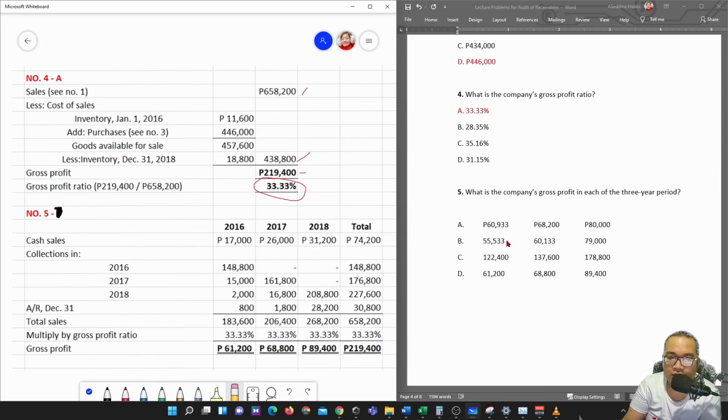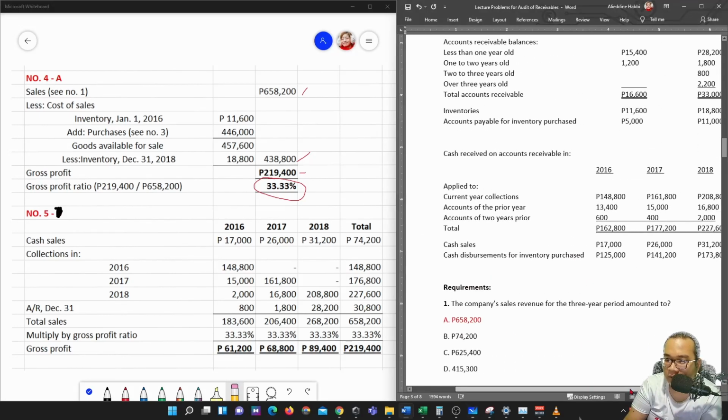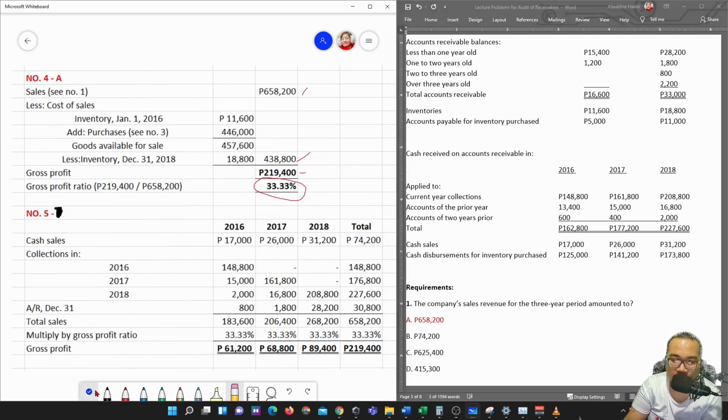So yung cash sales. Kasi ang tinatawag naman na sales, hindi lang sinasabing cash sales lang, hindi lang sales on account, lahat. So cash sales magkano? Given naman dito sa baba. 17, 26, 31, 200 for each of the year. Total. Ngayon, yung collections.